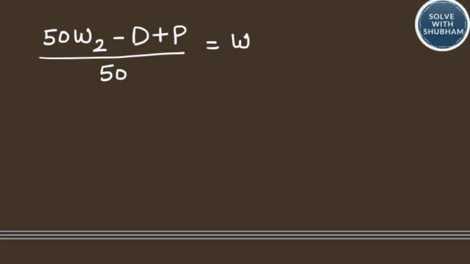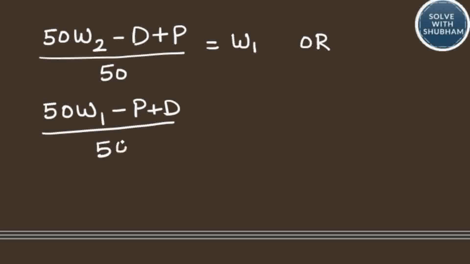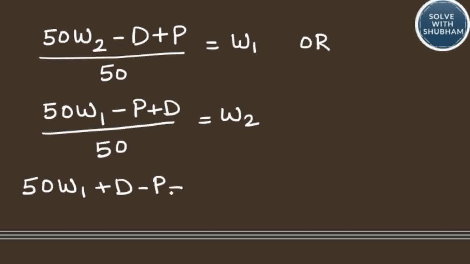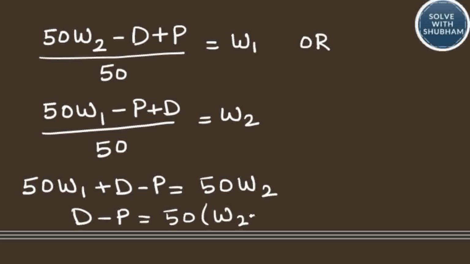This becomes W1, or you can say 50 W1, the total weight of section 1 minus Poonam plus Deepak. The total number of people remains the same, W2. So both equations are the same. When you solve any equation, let's say we solve the second one: 50 W1 plus D minus P is equal to 50 W2 minus D minus P. 50 is common, W2 minus W1. This is your equation 2. This is what is given in the question.